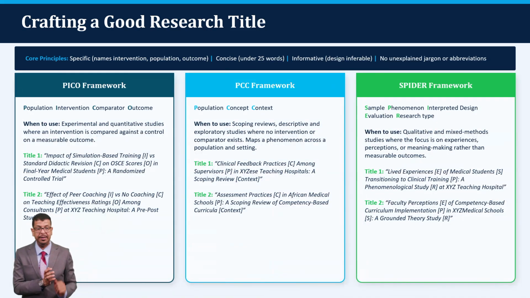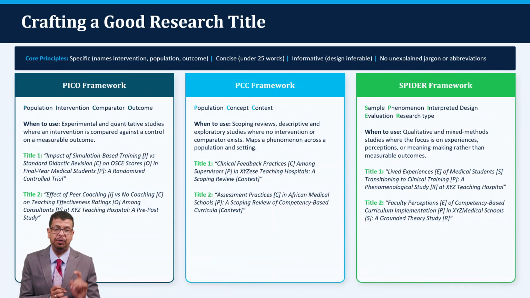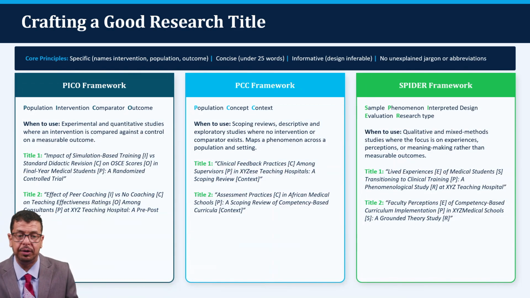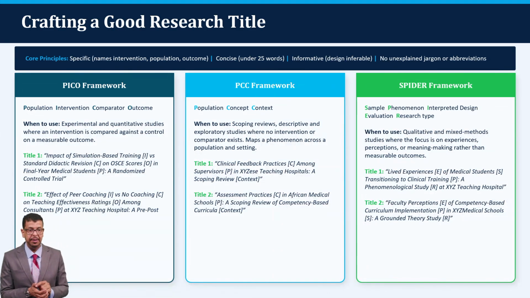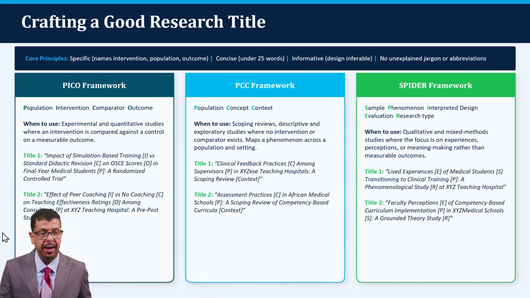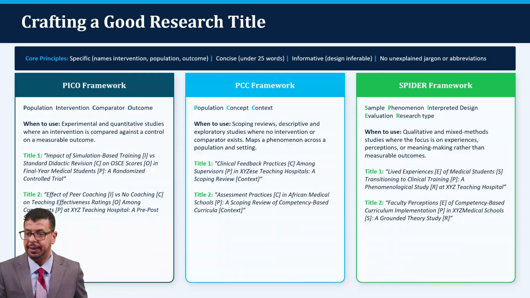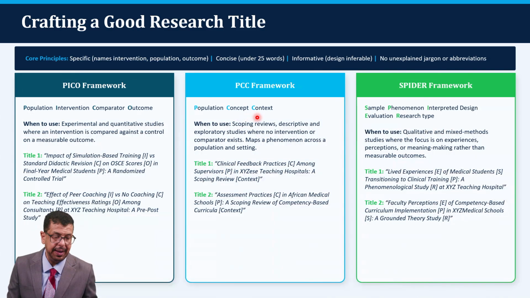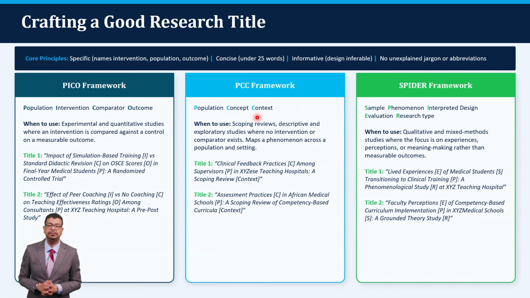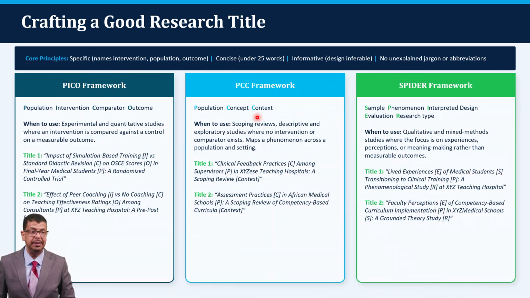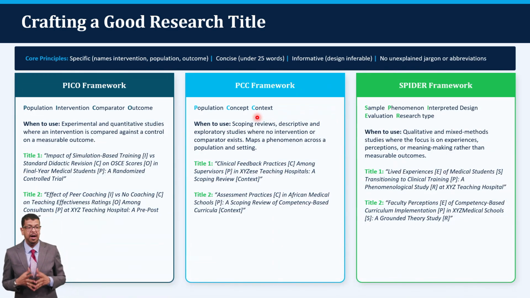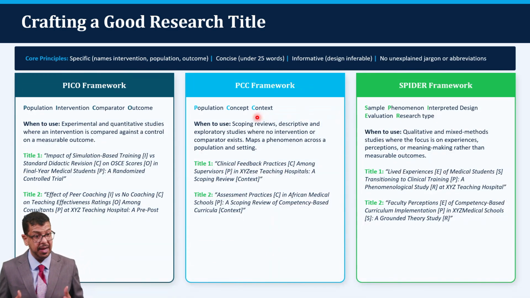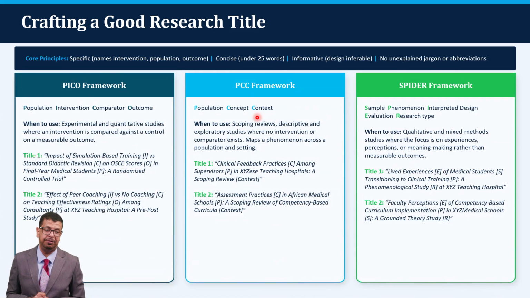The first framework is PICO: P for population, I for intervention, C for comparison, and O for outcome. The second framework is the PCC framework: P for population, C for concept, and the other C for context. The third framework is the SPIDER framework: S for sample, PI for phenomenon of interest, D for design, E for evaluation, and R for the research type.